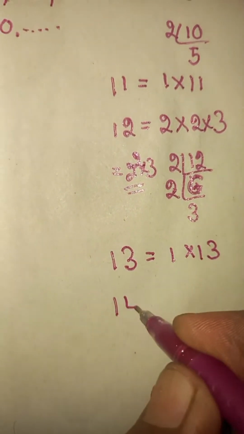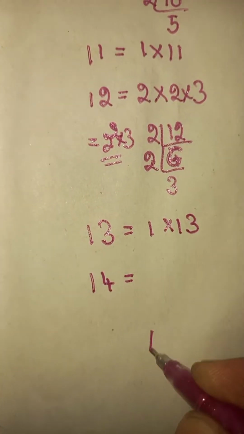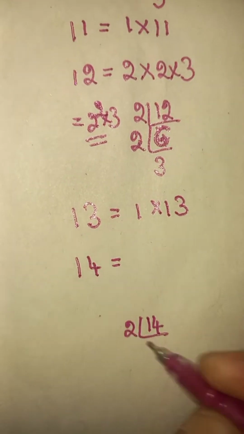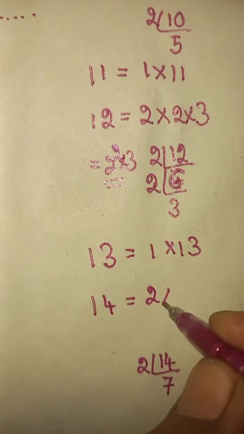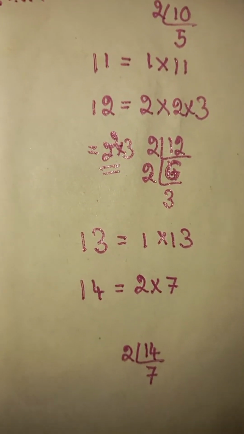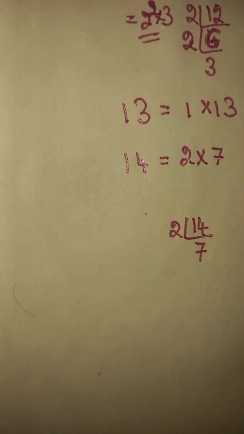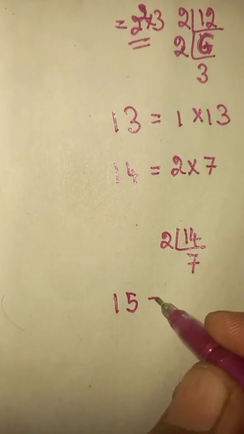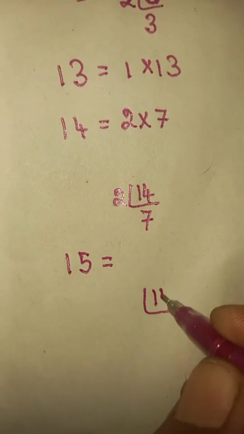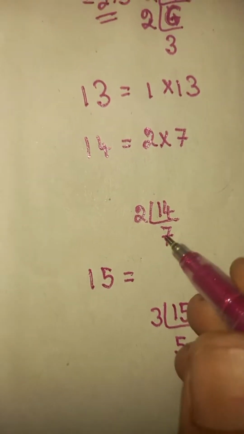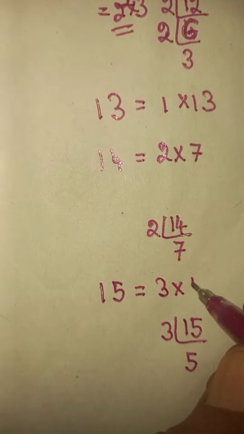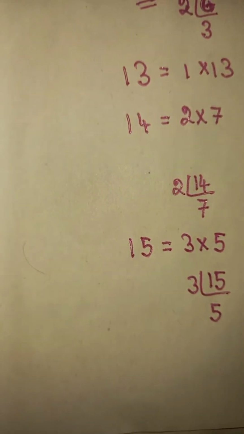Let's take 14. 14 can be divided as 2 times 7, so you can write it as 2 times 7. Let's take the next number, 15. 15 can be divided as 3 times 5. So this 15 is a composite number. You can write it as 3 times 5.